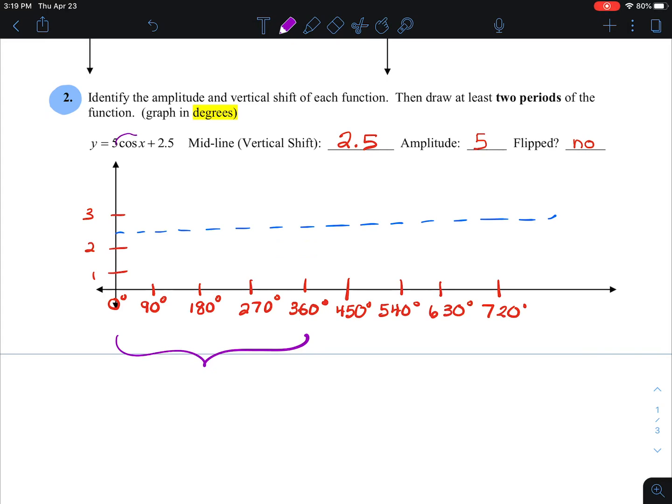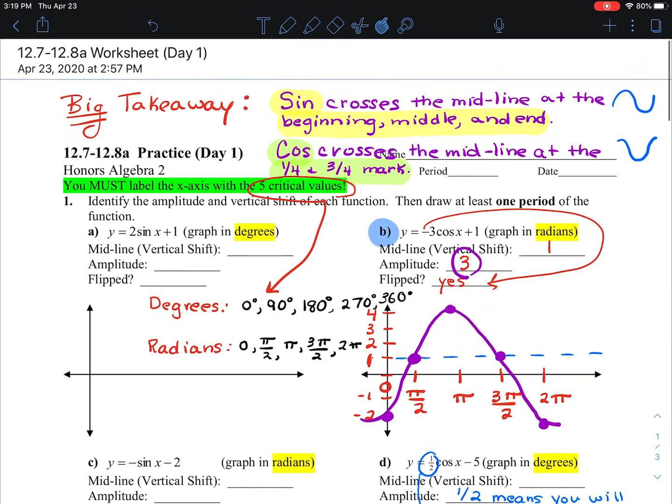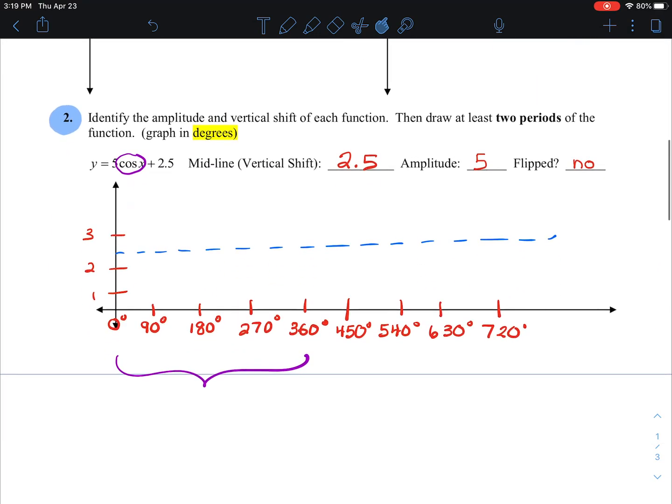Since this is the cosine wave, we know that the cosine wave is supposed to cross the midline at the 1/4 and 3/4 mark. So I'm going to put a point on the midline above 90 and above 270, because that's 1/4 and 3/4 the way through the period. Now when I put these other values in, and again, I'm just going to draw a small graph right over here to the side. This is the shape of how the parent cosine wave looks.